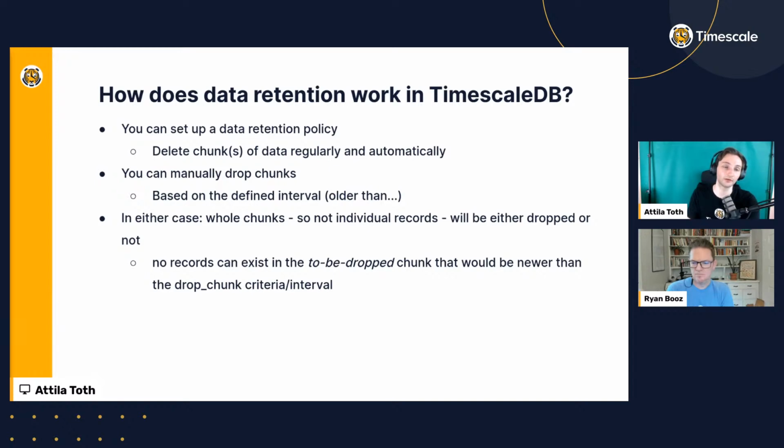So basically, it won't delete records one by one. It will drop chunks, and this way it's much faster. And you can do this in an automatic way by setting up policies, or you can manually drop chunks. This is a one-time job. And again, you define the interval. You define something like you want to delete data that is older than 2 weeks or 6 months or 2 years. And then whole chunks will be dropped.